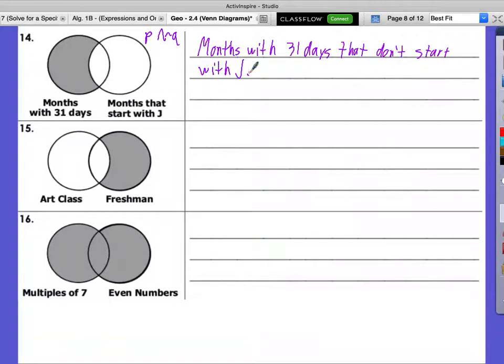So what would 15 be? We won't actually write this one, but let's talk about it. Freshmen that don't take art class. If you want to write it, you can, but I'm not making this, okay? Going on to 16. Exactly right. We have our or. Multiples of 7 or even numbers.